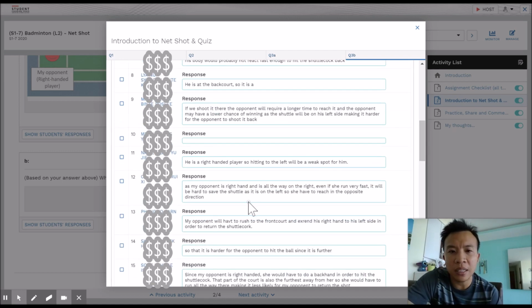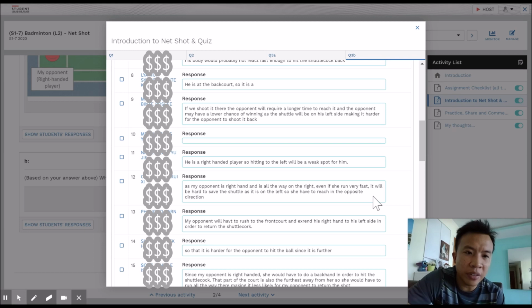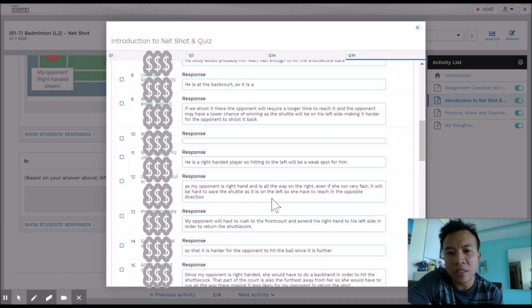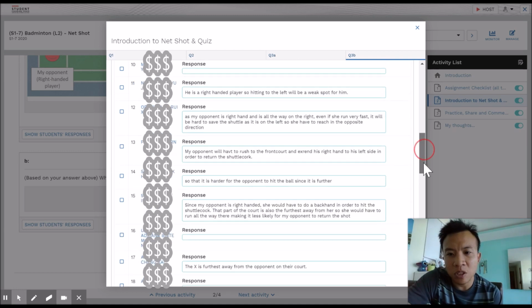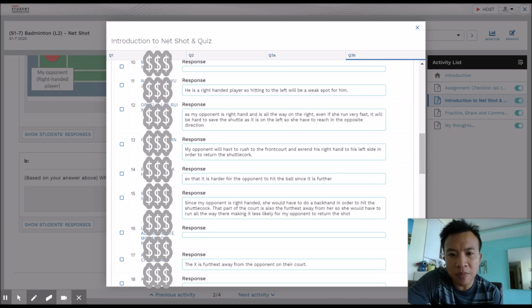So let's look at another answer, maybe by this student: "As my opponent is right-handed and he's standing all the way on the right, even if he or she runs very fast, it will be hard to save the shuttle since the shuttle is on the left side." Maybe one more response over here: "Since my opponent is right-handed, she would have to do a backhand in order to hit the shuttle." So clearly you can see this student knows why she chose that side of the court to attack.